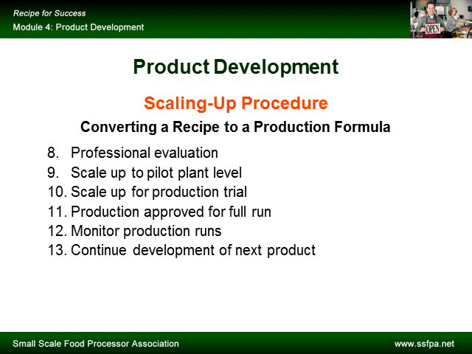Now that you have a basic understanding of scaling up a recipe into a production formula, download and print out worksheet number 10 titled Apple Muffins and create a standard manufacturing procedure or SMP for the formula. You will also need to download worksheet number 11, the supporting materials titled Formula and Standard Manufacturing Procedure Example, to help you in creating the SMP.